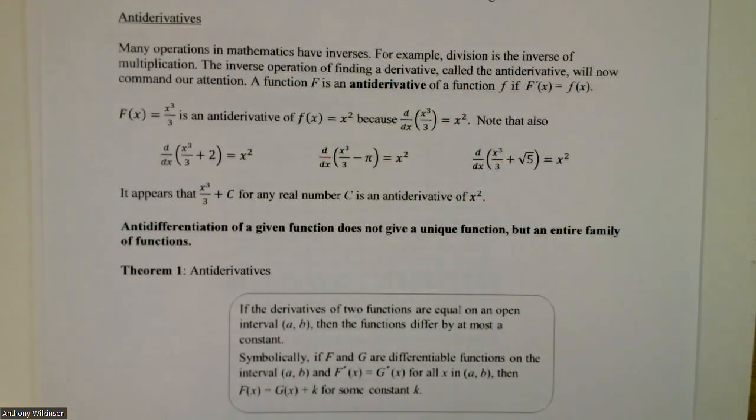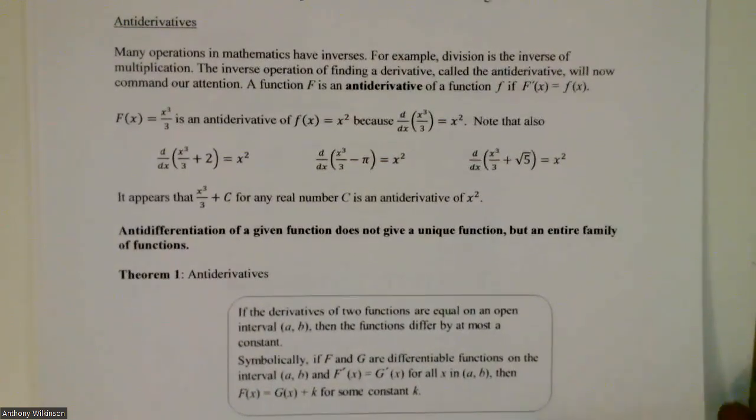Okay. So the antidifferentiation of a given function does not give a unique function, but an entire family of functions. So when we're doing the antiderivative, we're looking for a family of functions. That's the entire family of functions.